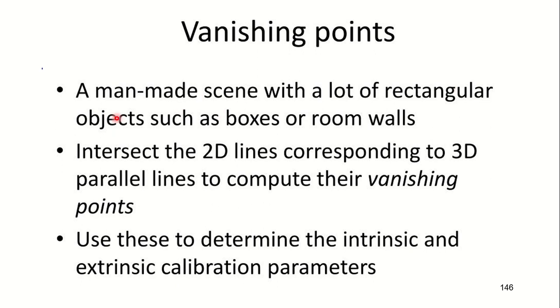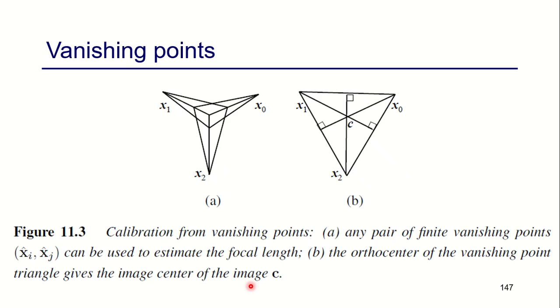Vanishing points: a man-made scene has a lot of rectangular objects such as boxes or round walls. Intersect the 2D lines corresponding to 3D parallel lines to compute their vanishing points. Use these to determine the intrinsic and extrinsic calibration parameters. The diagram shows the calibration from vanishing points.